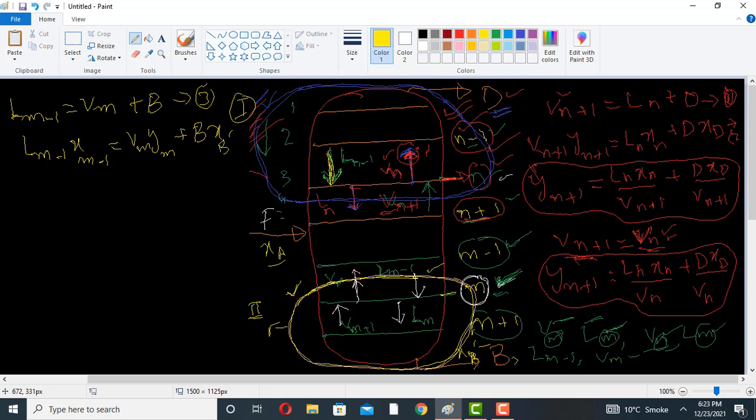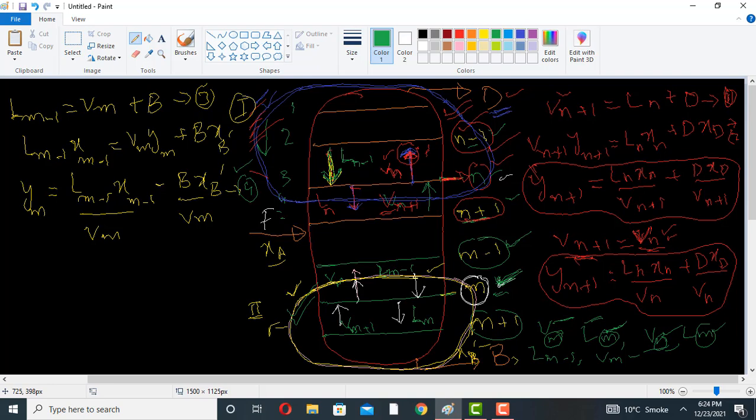How can we further rewrite this equation? It can be written as Ym is equal to Lm minus 1 into Xm minus 1 minus Vxb dash, divided by Vm. Suppose this is equation number 4. This equation number 4 is the straight line equation for the stripping section of the distillation column. So this is the stripping section equation.